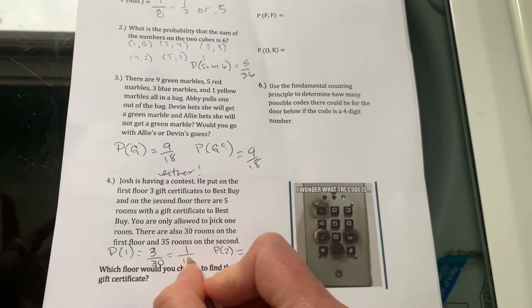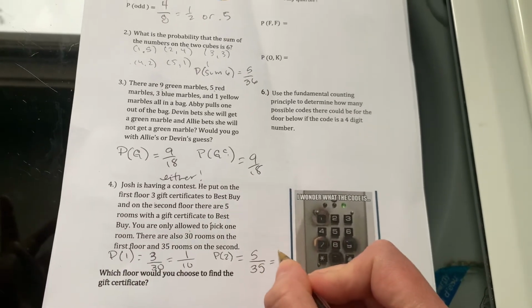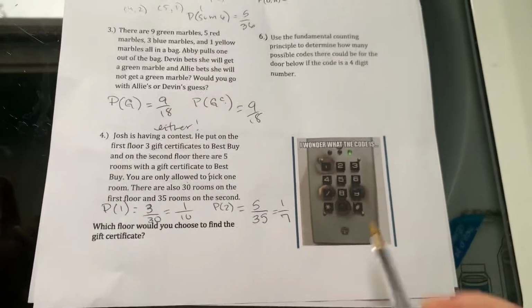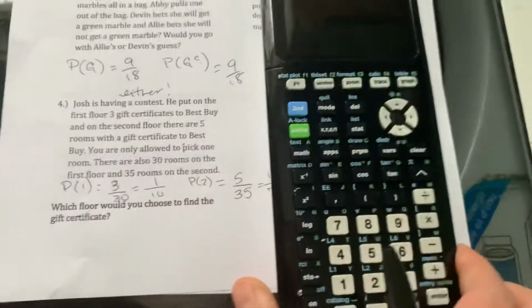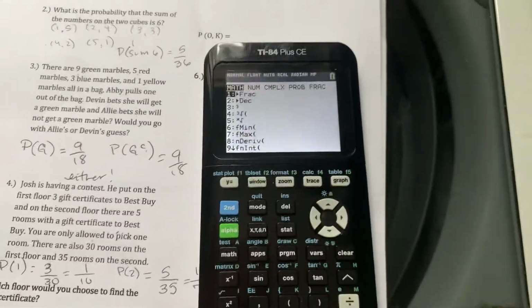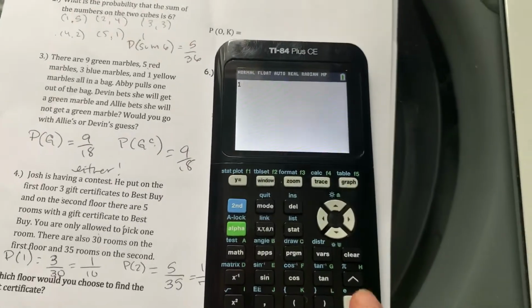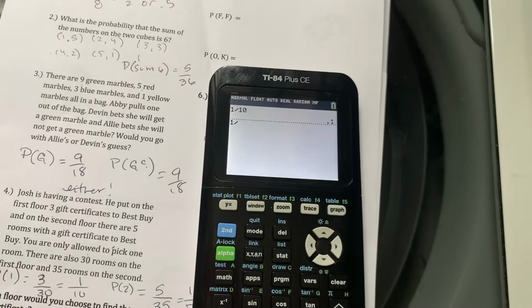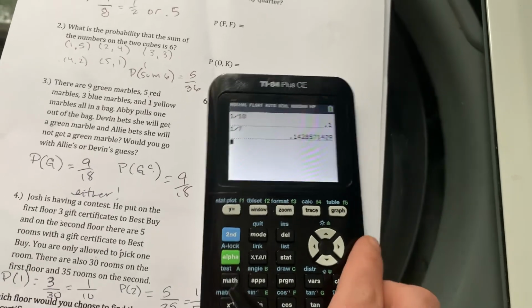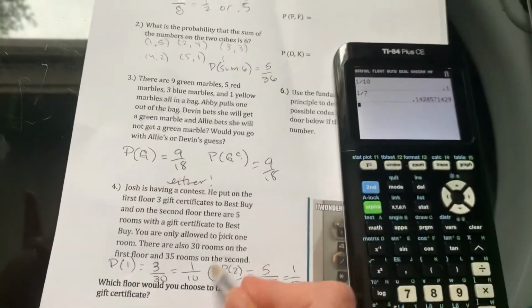There's 5 gift cards out of 35. So if I were to reduce this, which one is going to be a better bet? Well, if you still didn't know what you're doing, it's obvious which one it is. But if you're like, I wouldn't know with fractions, go ahead and say, okay, well, what's 1 divided by 10? That's a 10% chance. And 1 divided by 7, that's a 14% chance. So you would go with the second floor.